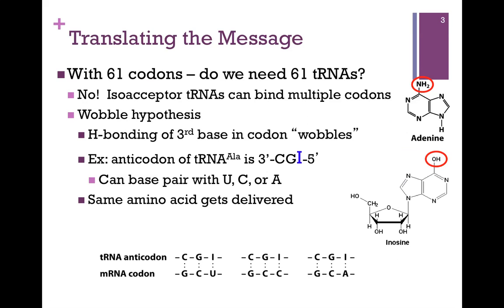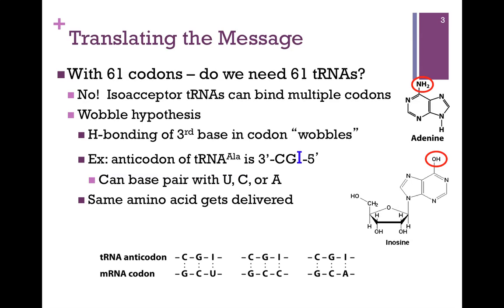Recall that we have 61 codons to specify amino acids. Do we need, therefore, 61 different tRNA molecules? No, remember we have those isoacceptor tRNAs, and they can bind multiple codons. We'll see how that works in just a moment. Remember, an isoacceptor tRNA is a tRNA that has different anticodon, but it accepts or specifies the same amino acid. This is all due to that wobble hypothesis, where the third base in the codon wobbles in terms of the difference in nucleotide, and yet it specifies the same amino acid. This is the degenerate nature of our genetic code.